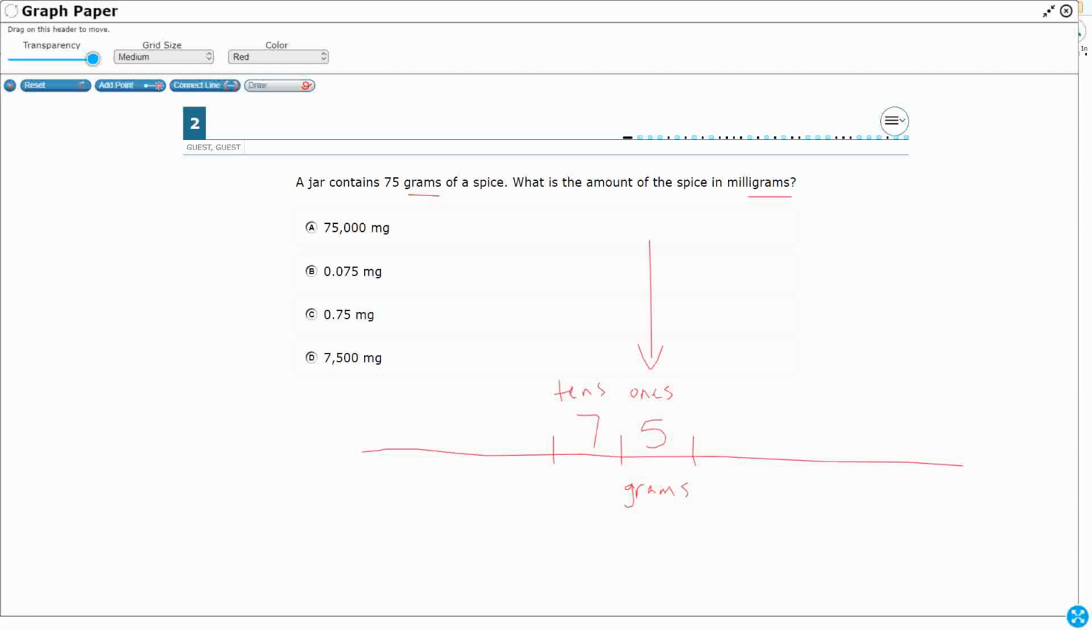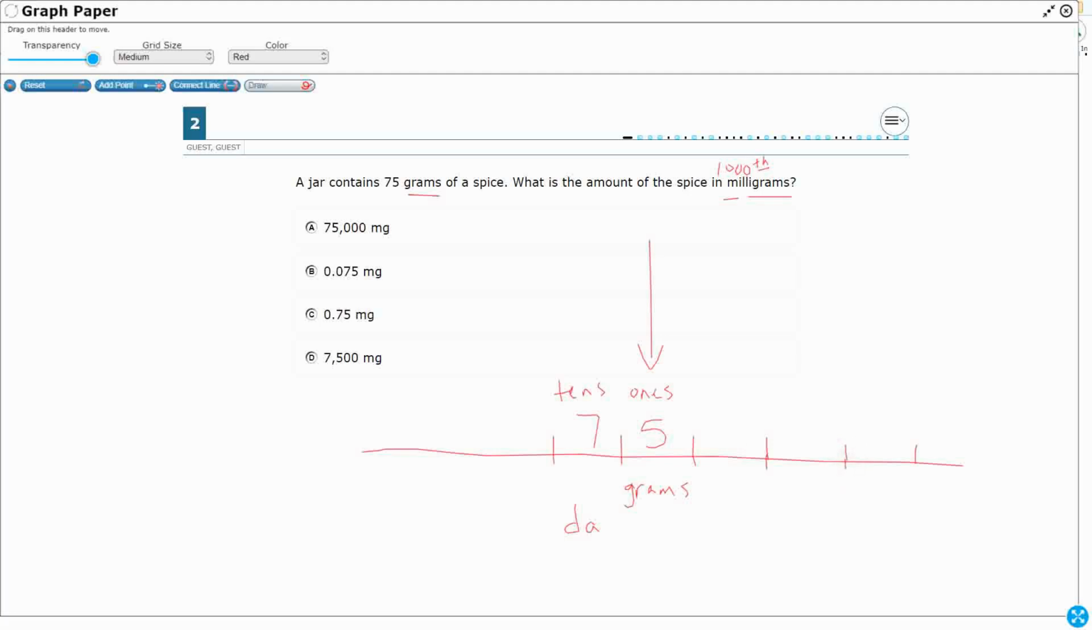Now, outside of your big base unit, the ones place right here, we're just going to put the prefixes. So this would be DA for decagrams, but we don't really need that because what we're trying to get to is milligrams. We need to know where milligrams are. Well, milli means thousandth, or 1 over 1,000. So we need to go over 1, 2, 3 different spots here.